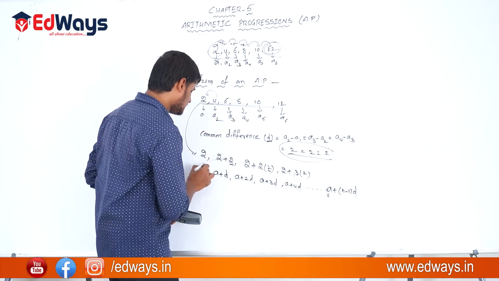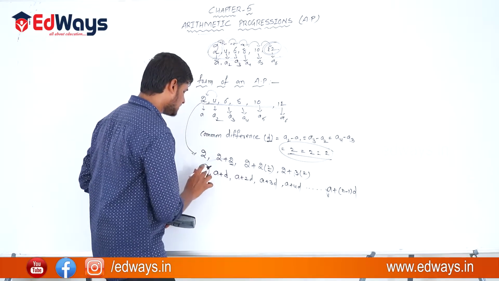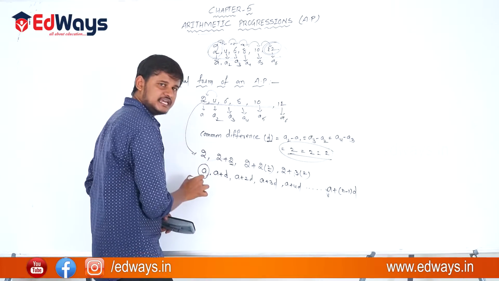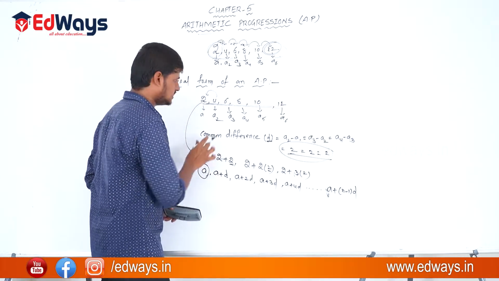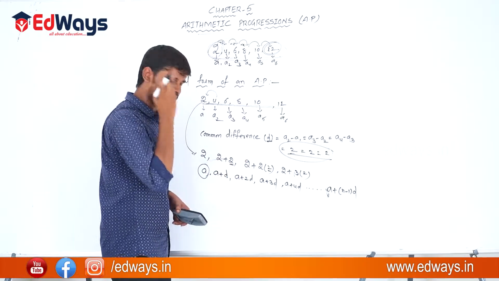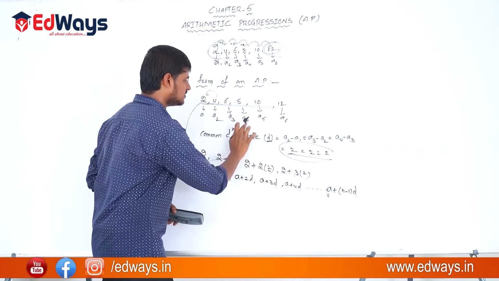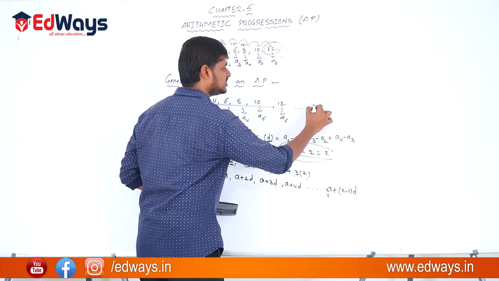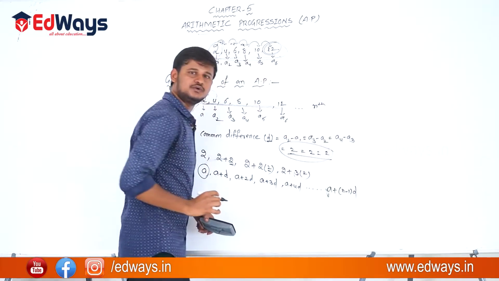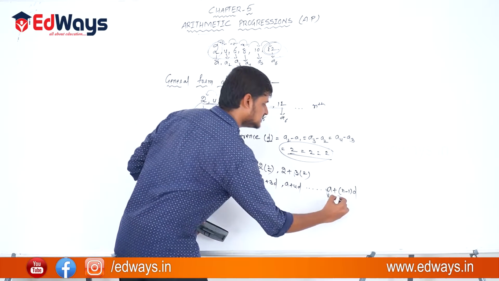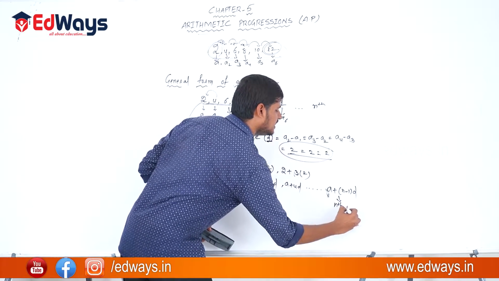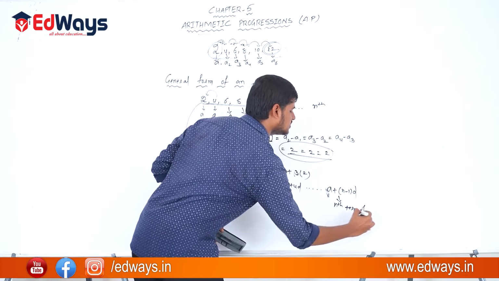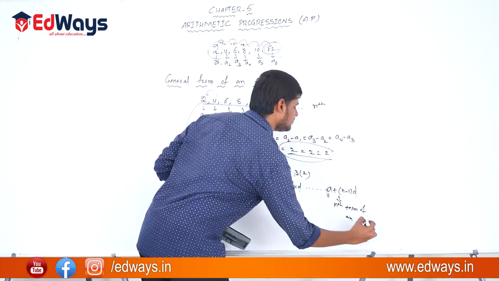Understood? So clearly, just observe. The first term is A, second term is A plus D, third term is A plus 2D, fourth term is A plus 3D, fifth term A plus 4D. So like that, the nth term will be A plus (n minus 1) times D. So that is the nth term of an AP.